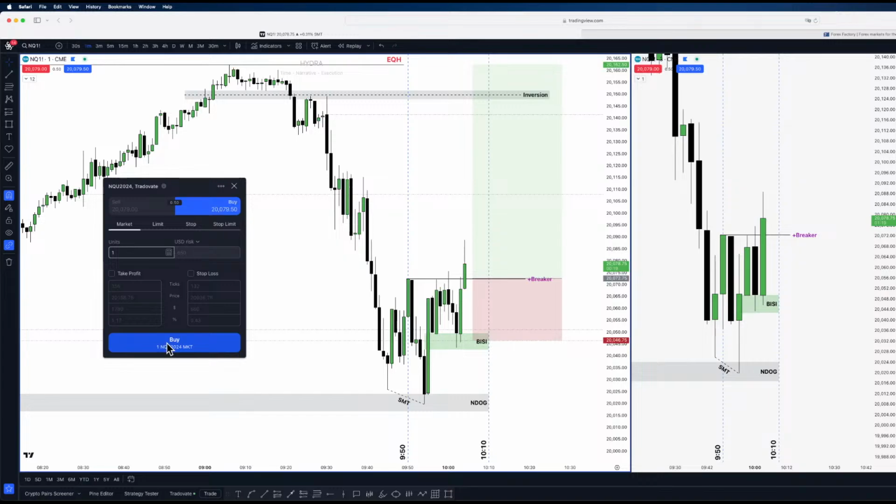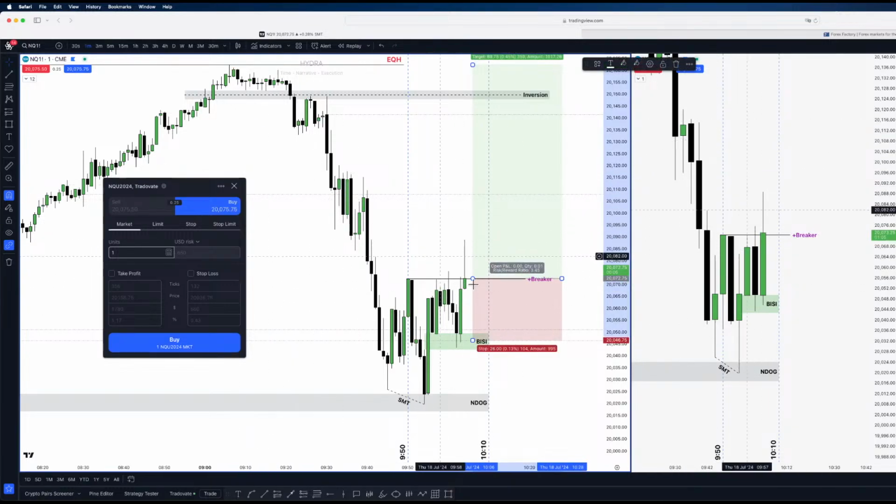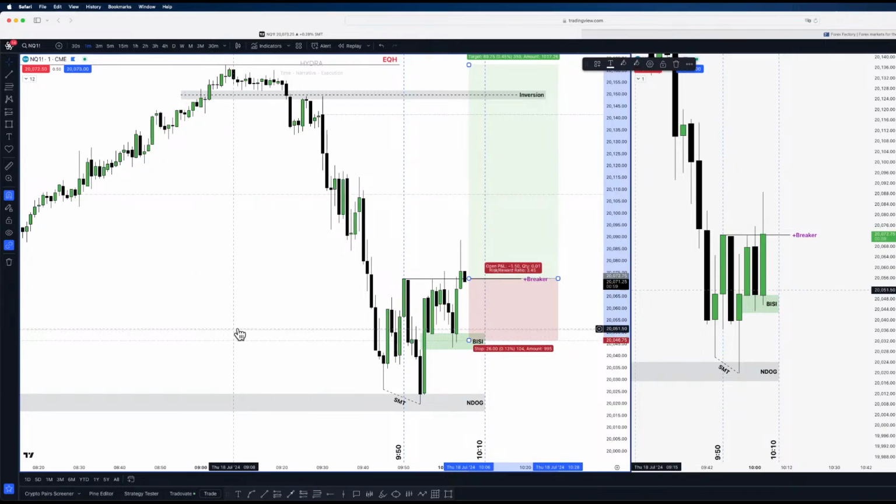Wanna see a closure. No closure means no entry, guys. Damn, it's looking low probability. I'm okay, let's wait. If you're closing above, then yeah. Okay, so giving it a shot.